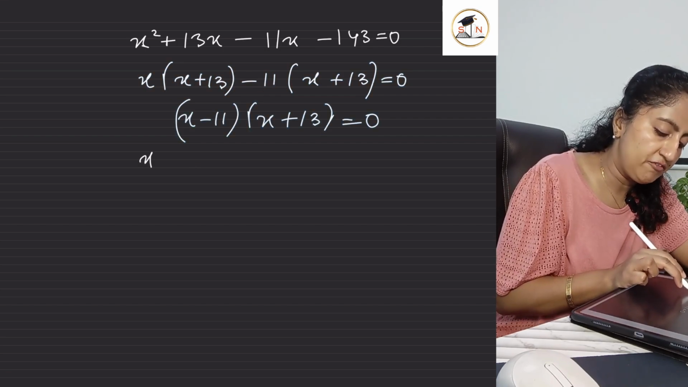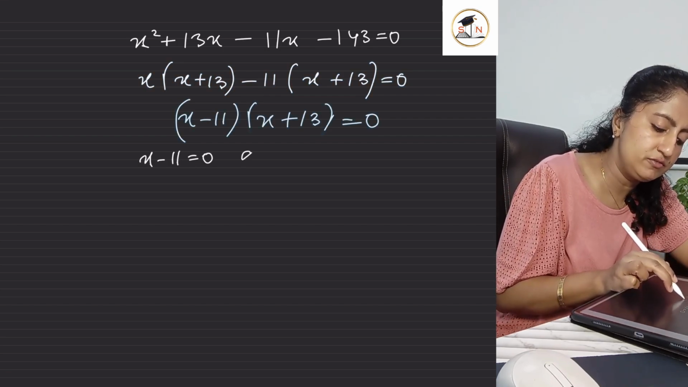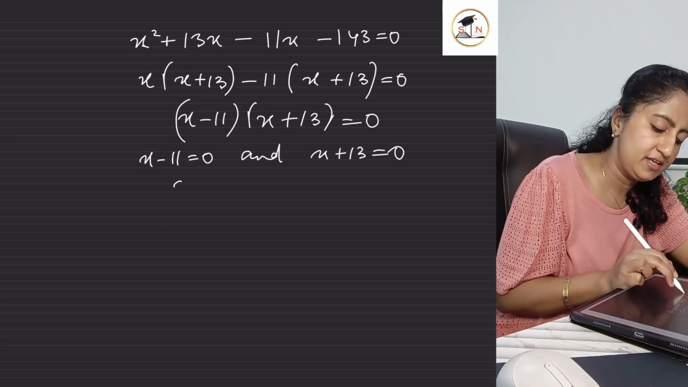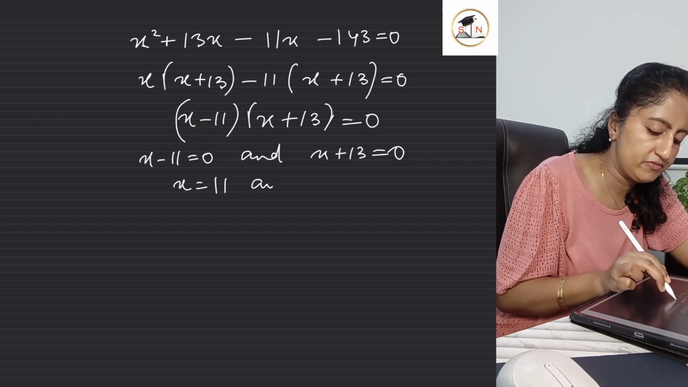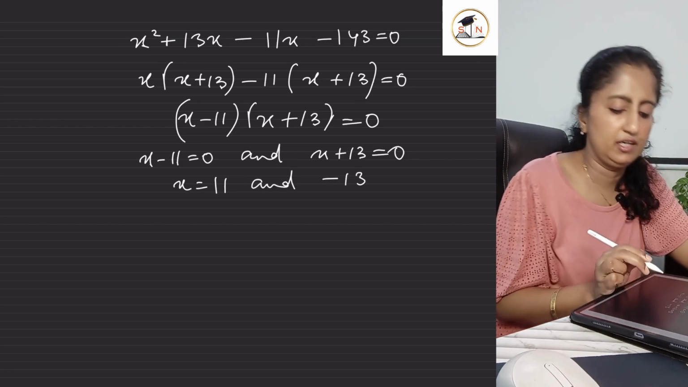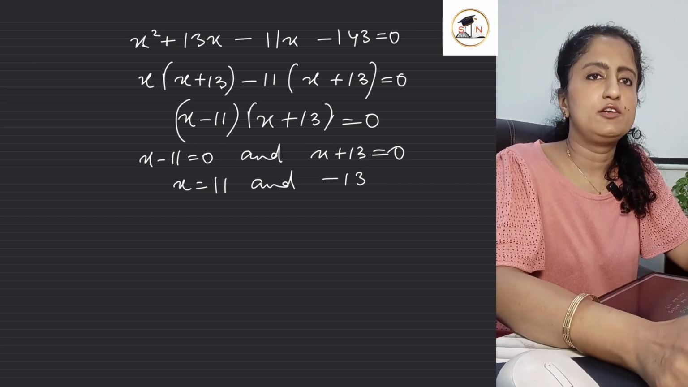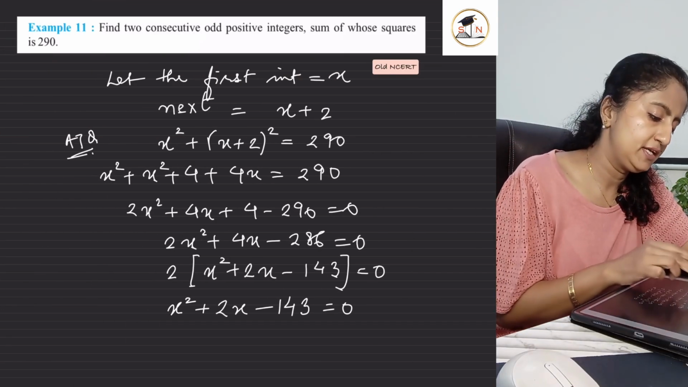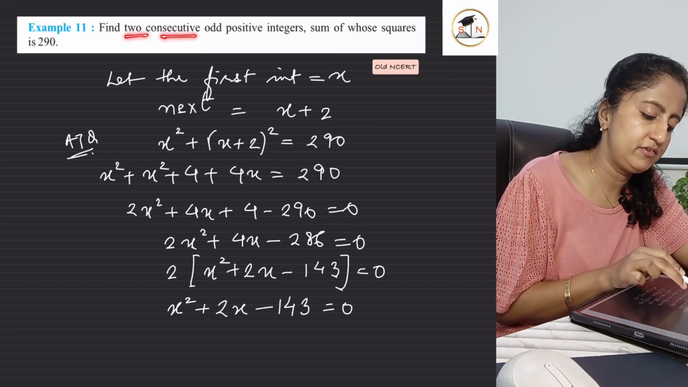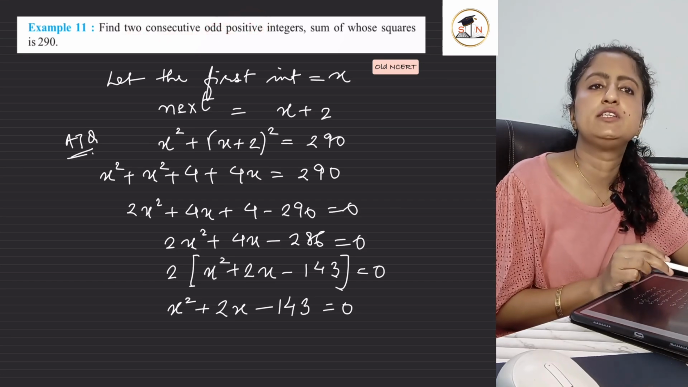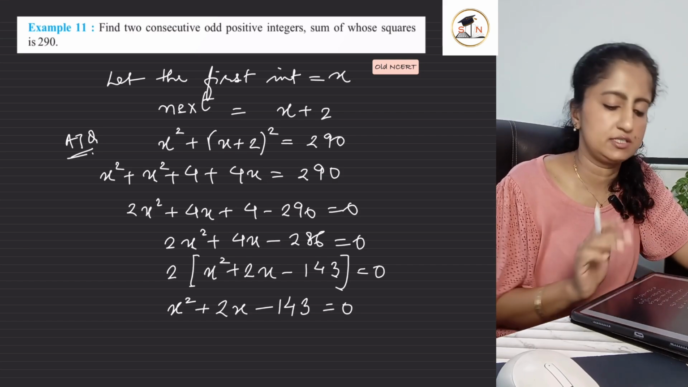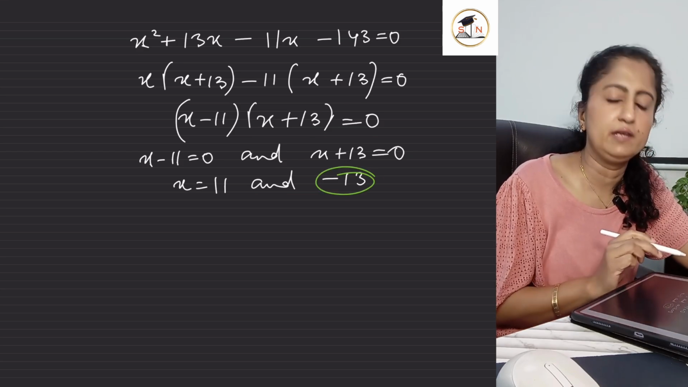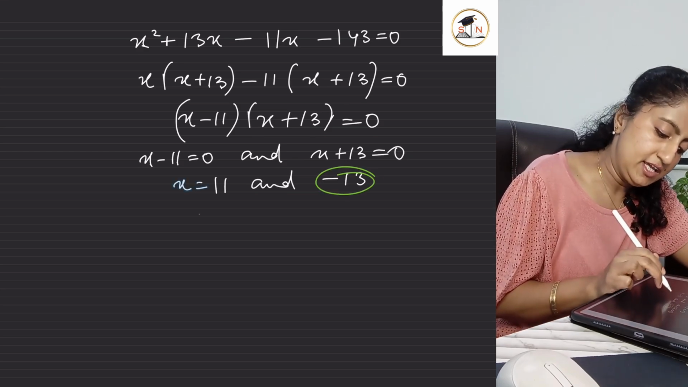For the final answer, we are going to equate each of the factors with 0: x minus 11 equals 0 and x plus 13 equals 0. What does that give? It gives me x equals 11 and negative 13. So we have got two values of x, 11 and negative 13. Now, going back to the question, it said two consecutive odd positive integers, right? It asked for positive integers. So that means the value of x that we are getting as negative 13 has to be rejected, right?